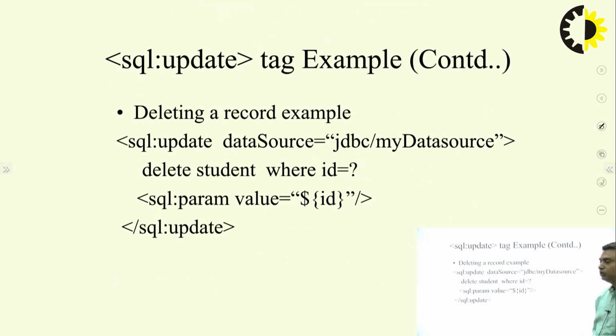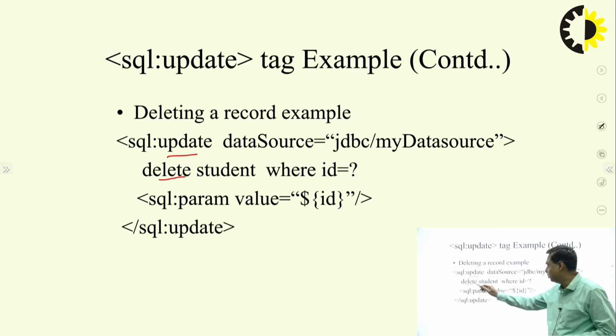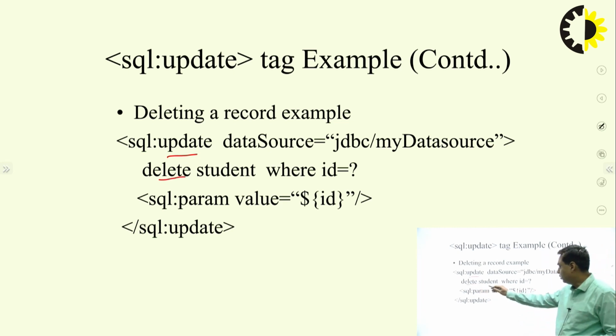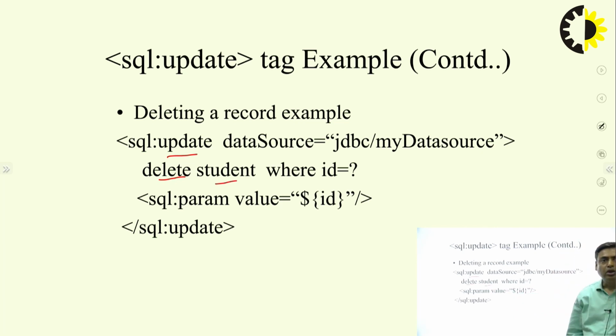Next is if you want to delete a record from the database, so we can have same SQL update JSP action, and you need to do only one thing, is write the delete command, and name of the table is student. Now here you want to do conditional deleting, whenever there is an ID value match. So here we have an ID here. So whatever the ID is mentioned by the user, that record will be deleted.